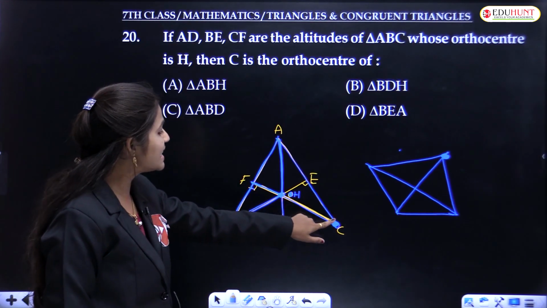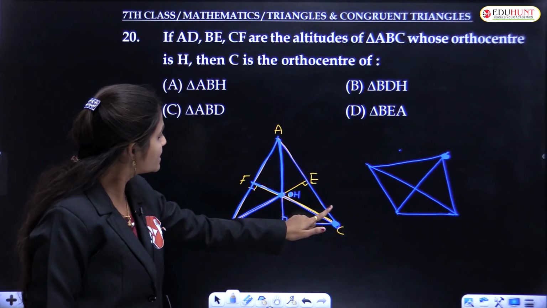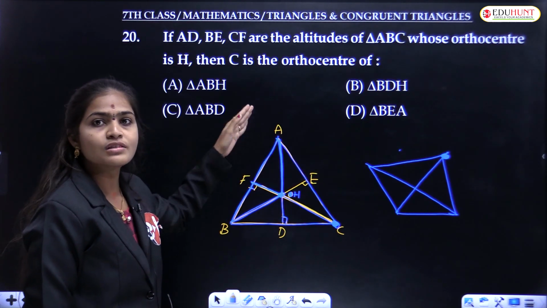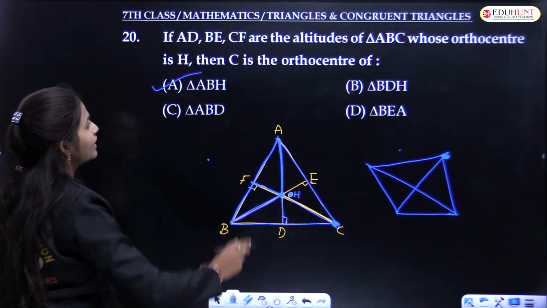Okay, so here C is the orthocenter of which triangle they are asking. So C is formed opposite to the triangle ABH. Okay, so C is the orthocenter of the triangle ABH. Directly we can write that ABH.